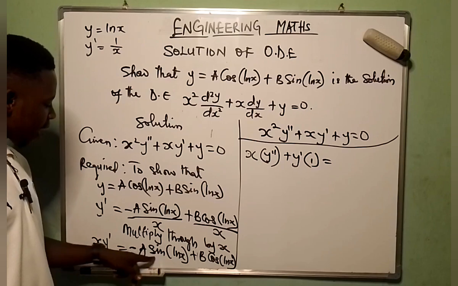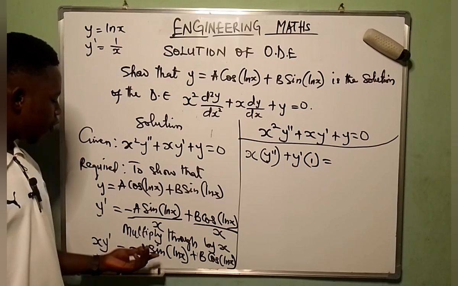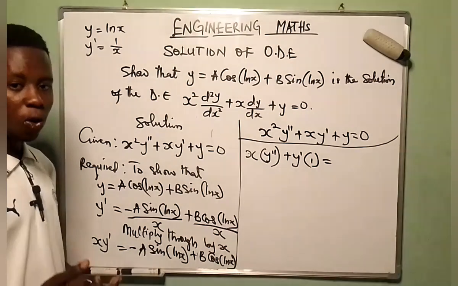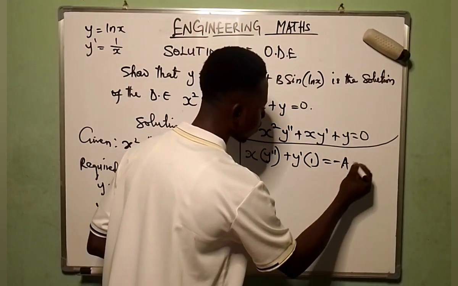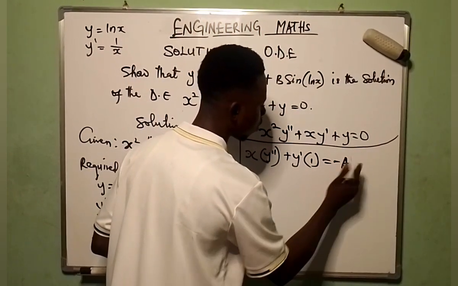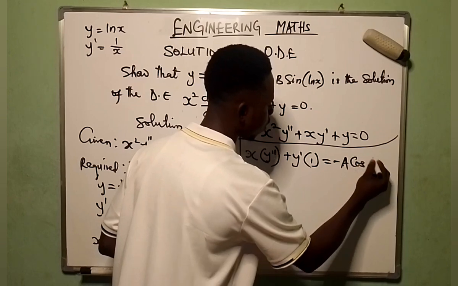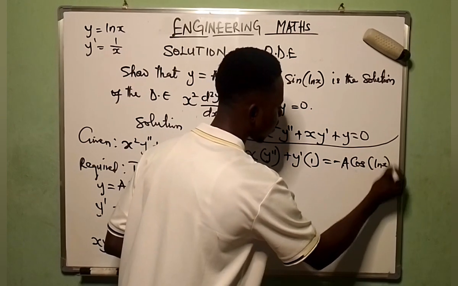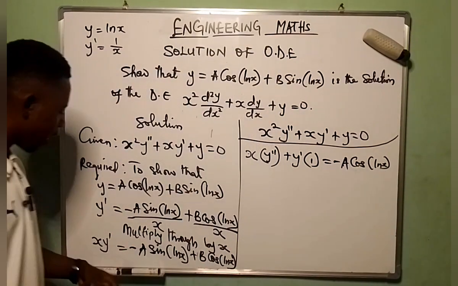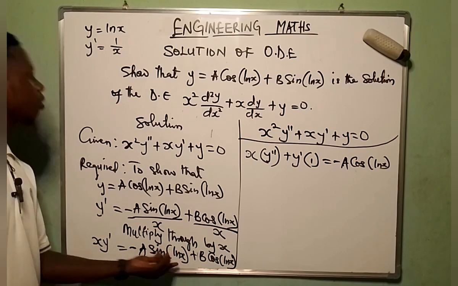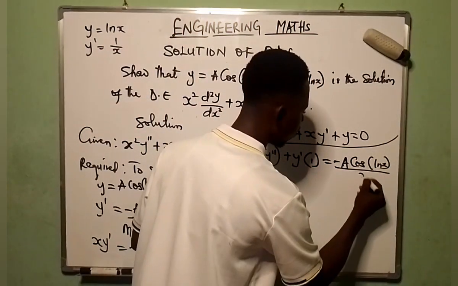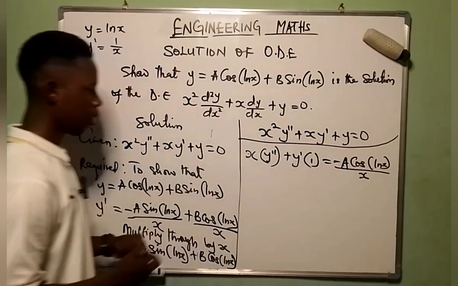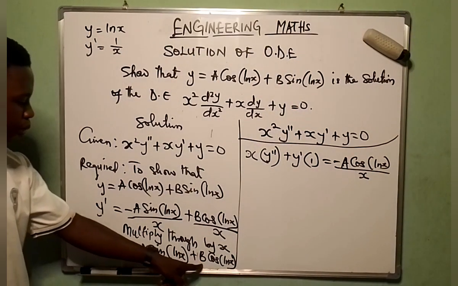Now minus a sine ln x. If you differentiate sine, you are going to have cos, but the minus still remains. You now have minus a cos ln x. Now inside the ln x, you differentiate ln x, which will give you 1 over x, all over x.